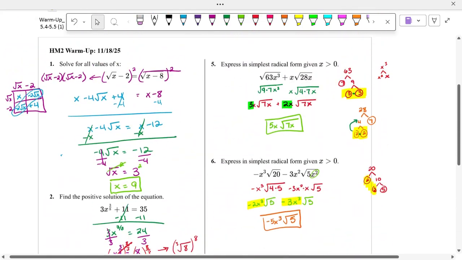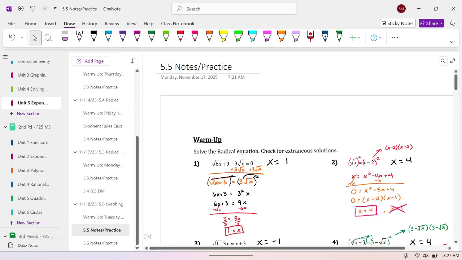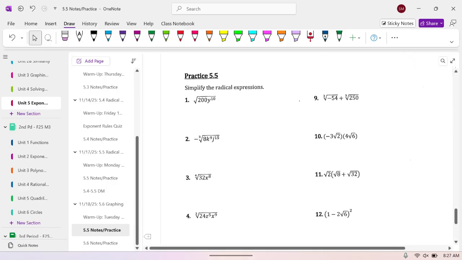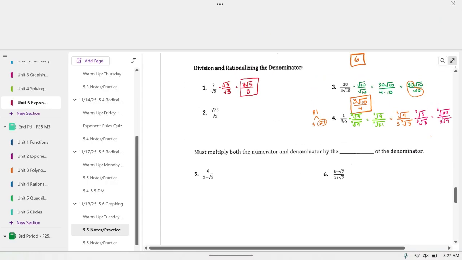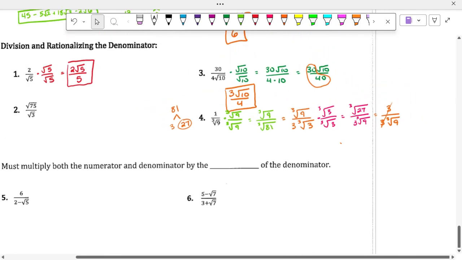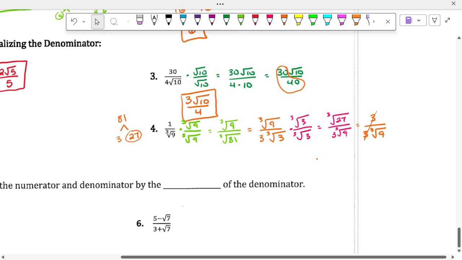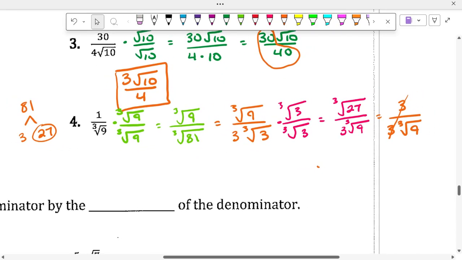All right. So go ahead and take out your packet. I want to pick up with where we left off yesterday. So I'm on page 26. I want to finish the last little bit of 5.5. So page 26, looking at number 4.